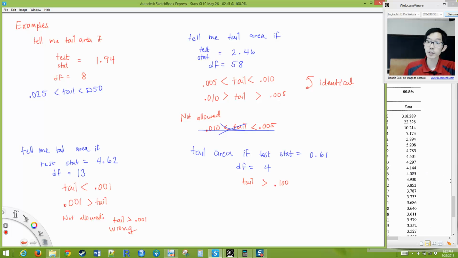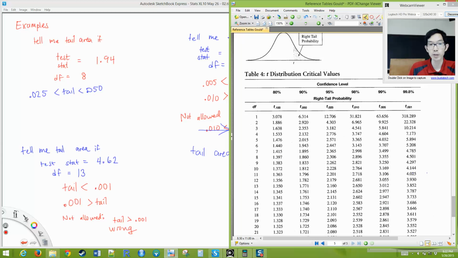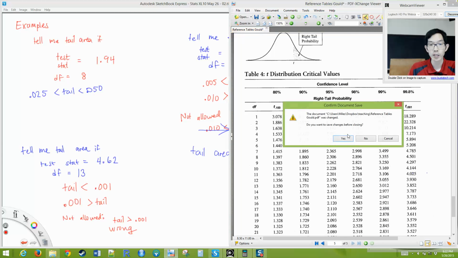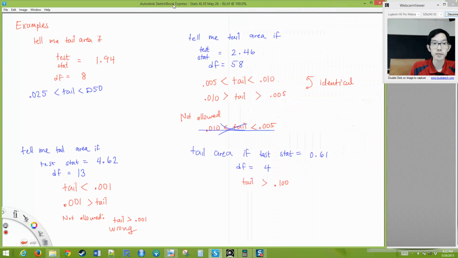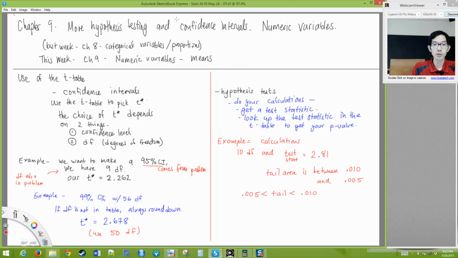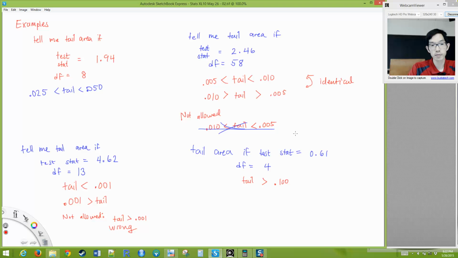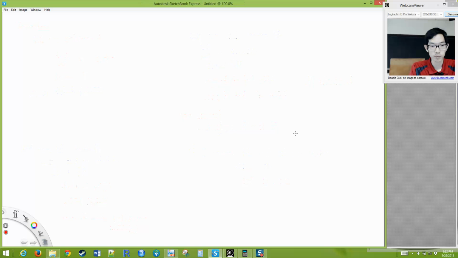Okay, so this is how we use the t-table. We're going to make use of the t-table a little bit later today when we go over confidence intervals and hypothesis tests. So I showed you 2 ways to use the t-table. One way is for confidence intervals, and the other is for hypothesis tests. So make sure you keep everything straight.